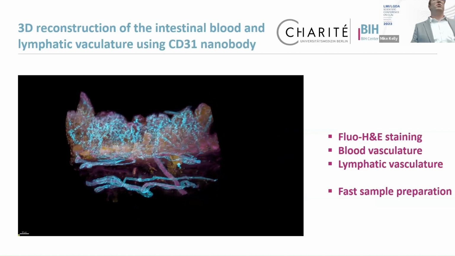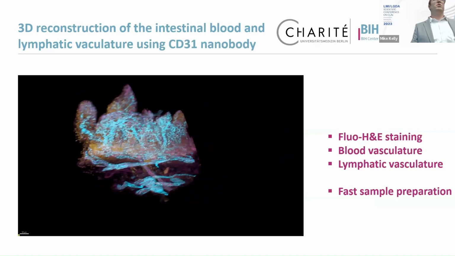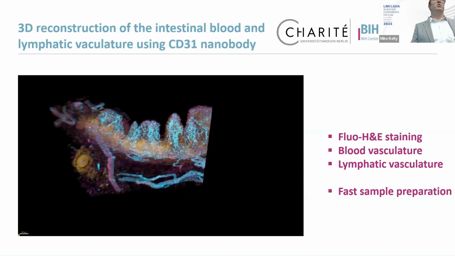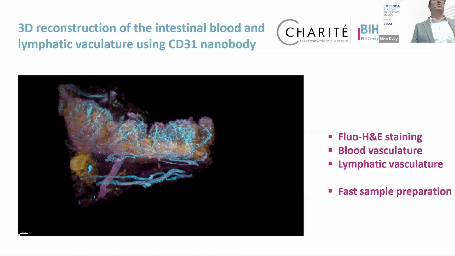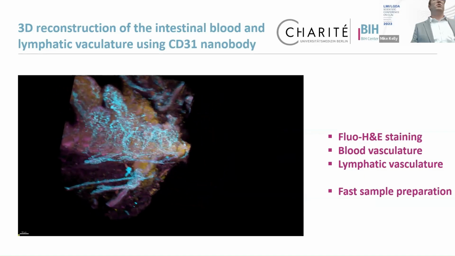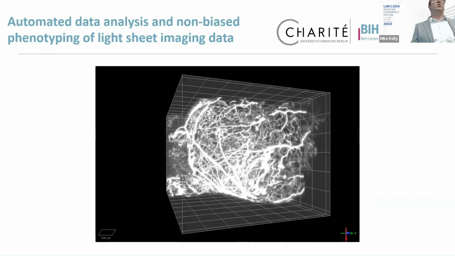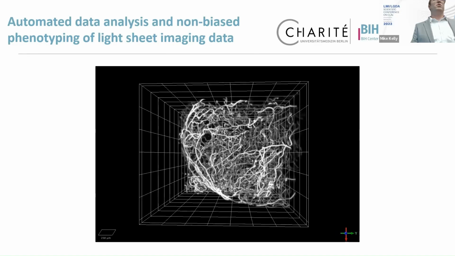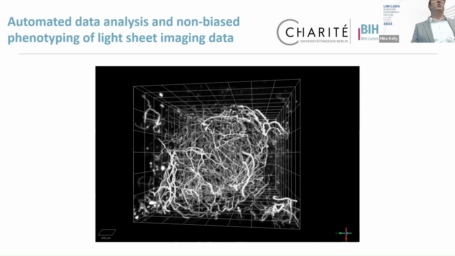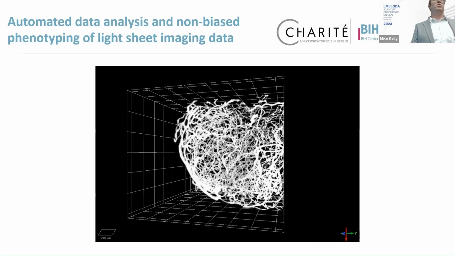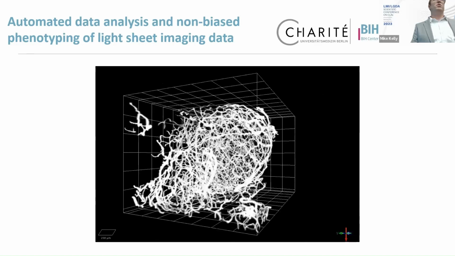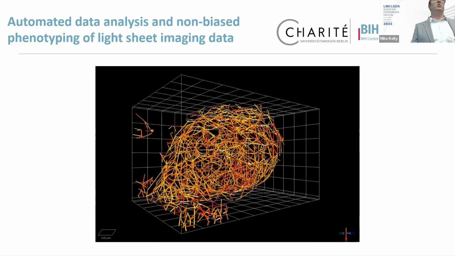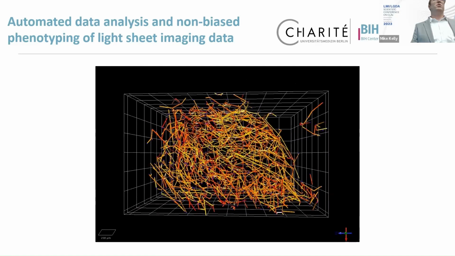Like here, this is a sample from the intestine, and we can visualize blood vessels, immune cells, lymphatic vessels, and these structures of interest. And of course, you do not only want to visualize, you want to quantify it. Therefore, we have also developed algorithms to extract and segment structures of interest, which we can then use to quantify our structures and determine parameters we're interested in, like vessel branching, diameter, etc.